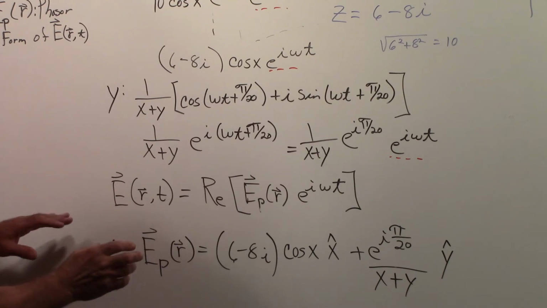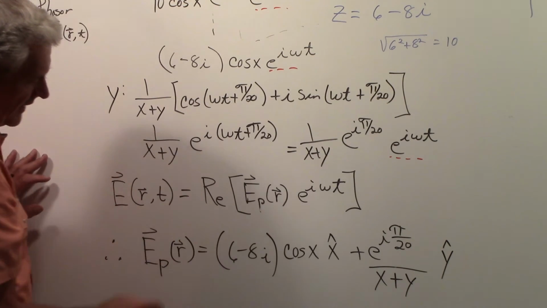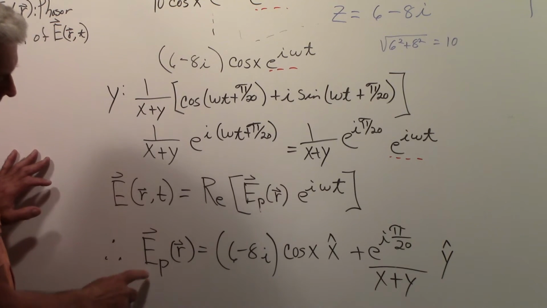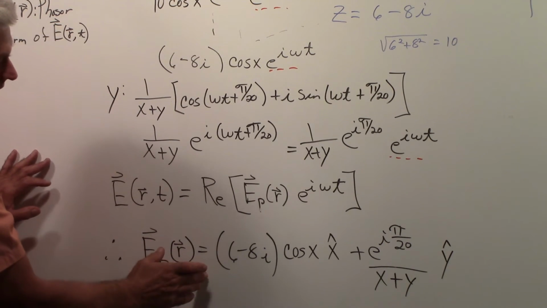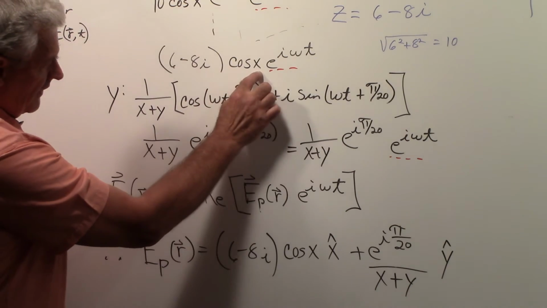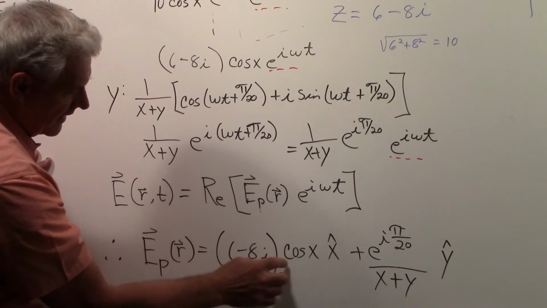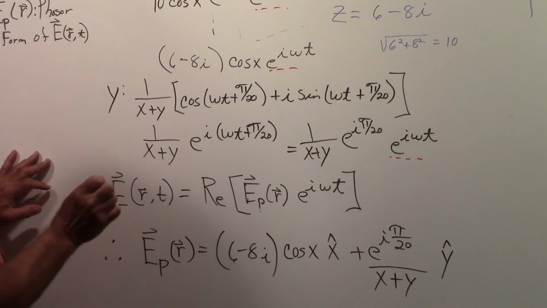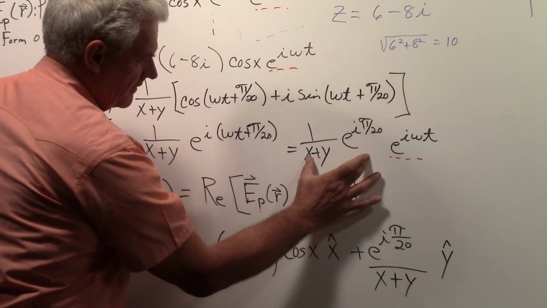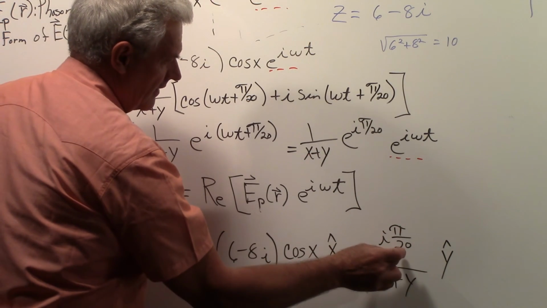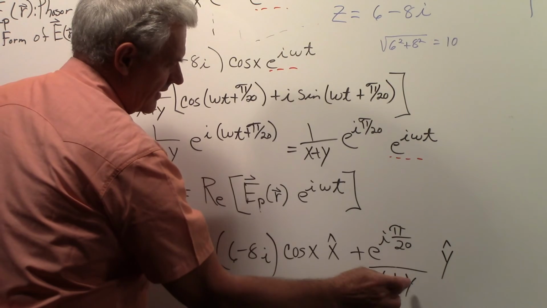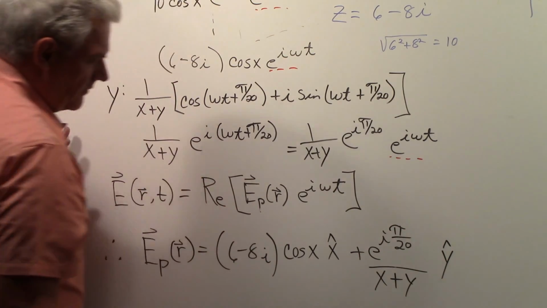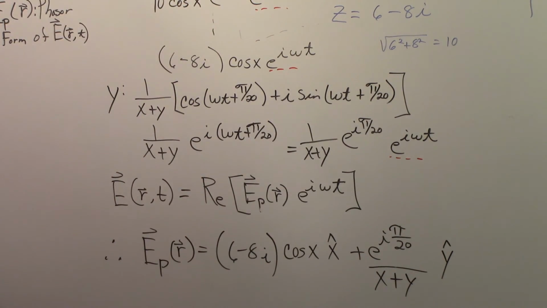So now we can put the two components in for the phasor form. So here's the phasor form. The complex vector is equal to what we've had for x, 6 minus 8I cosine x, x unit vector. And then the y component is this part here. So we have e to the I pi over 20 over x plus y, unit vector y. So that's the phasor form, and if you look back to part 3, this is what we started out with. So we're back to where we started, and that's exactly what we wanted to do.